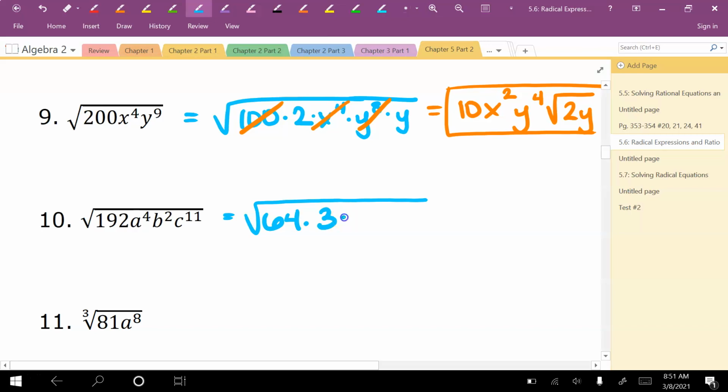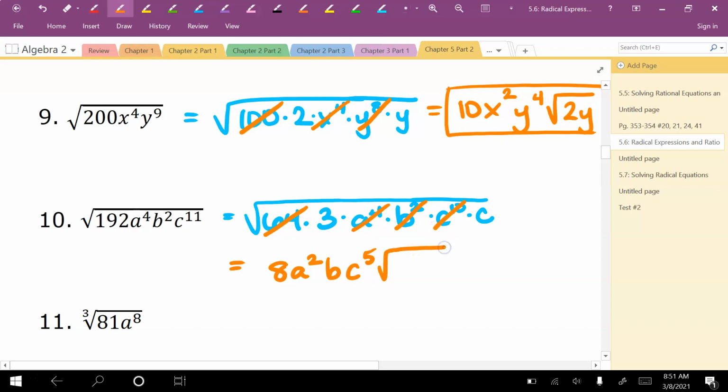Okay, I don't have to do anything to a to the 4th or to the b squared, because 4 and 2 are both divisible by 2. Now c has to become c to the 10th times c, because 11 is not divisible by 2, so I got to break one off. What's the square root of 64? 8. 3 is going to have to stay, so I'm going to skip now to my letters. So it's going to become a squared, b, c to the 5th, and then underneath the square root, there's a 3 and a c left. And that takes care of all the items.